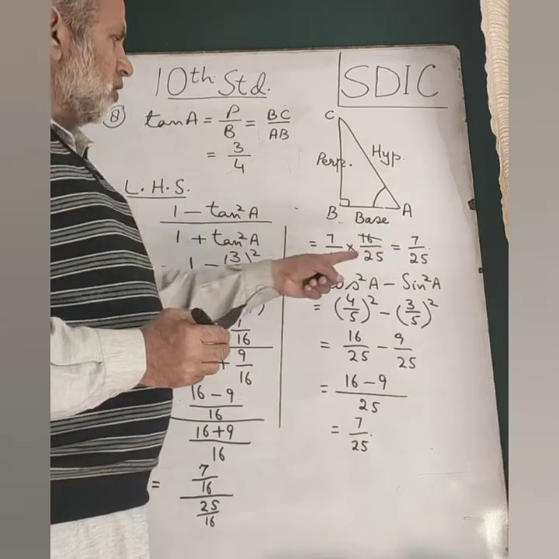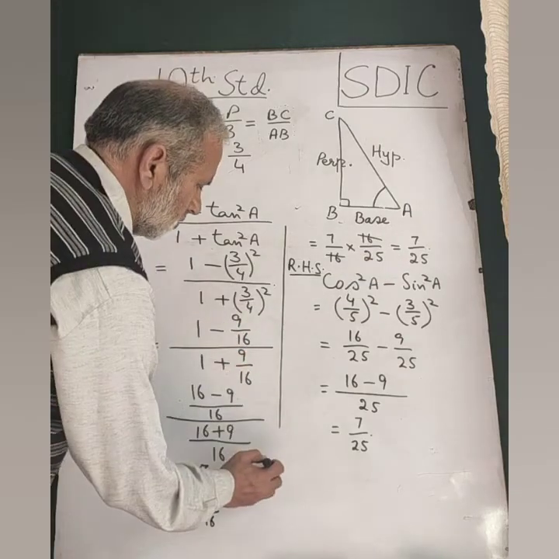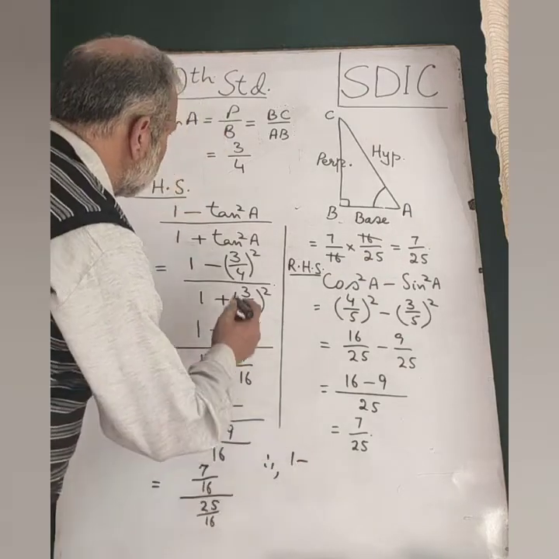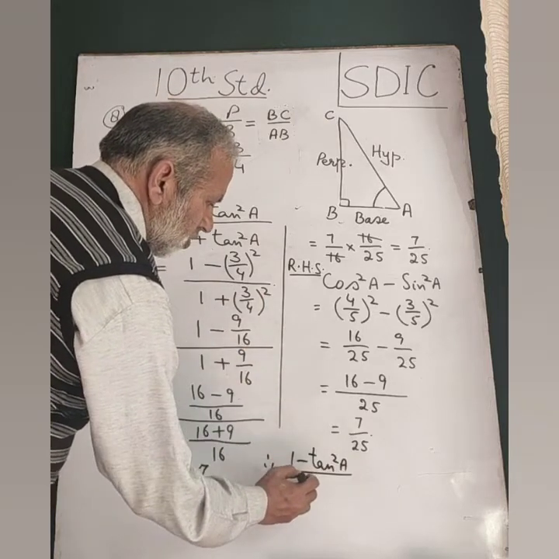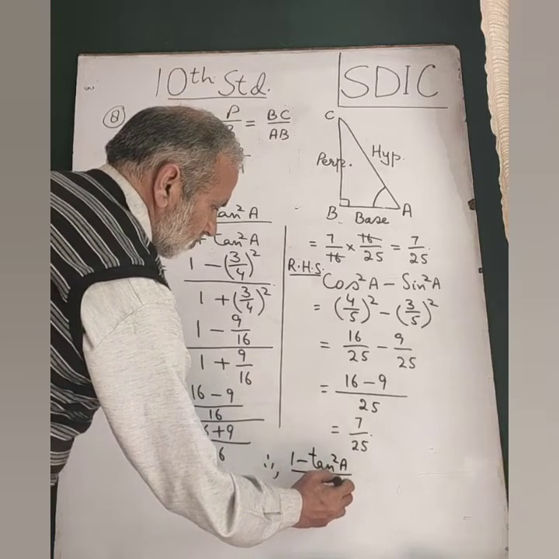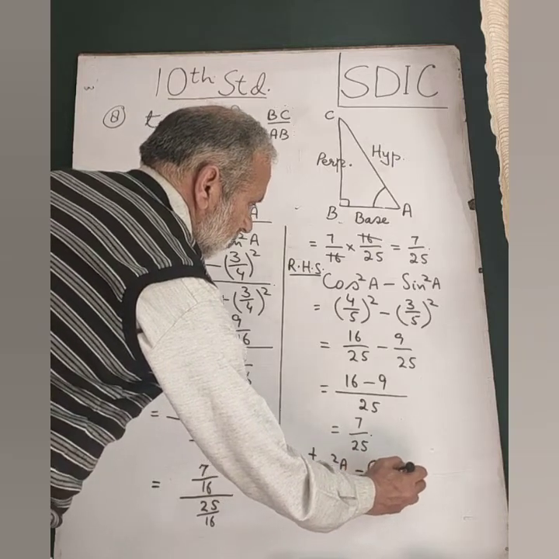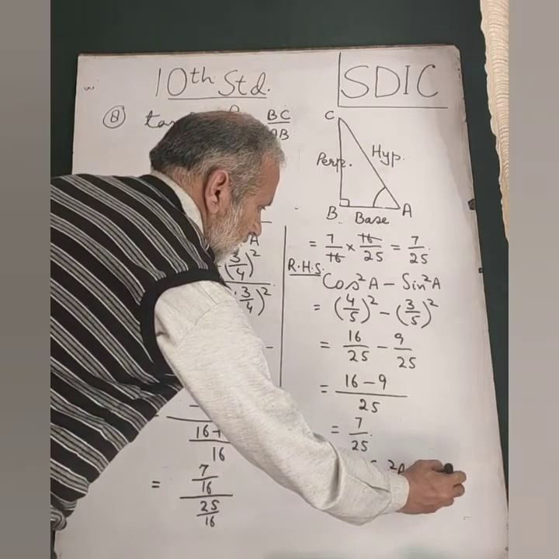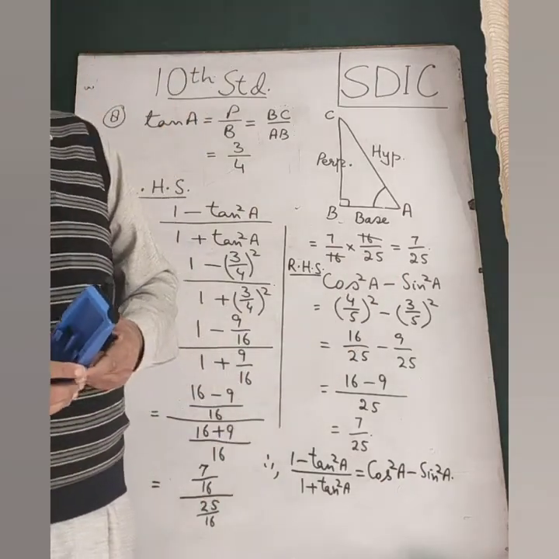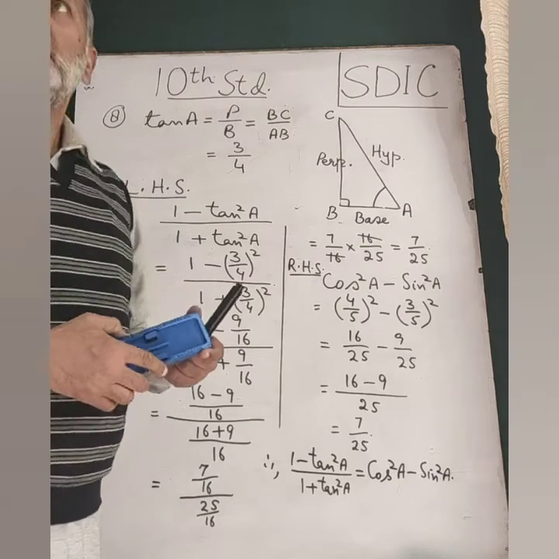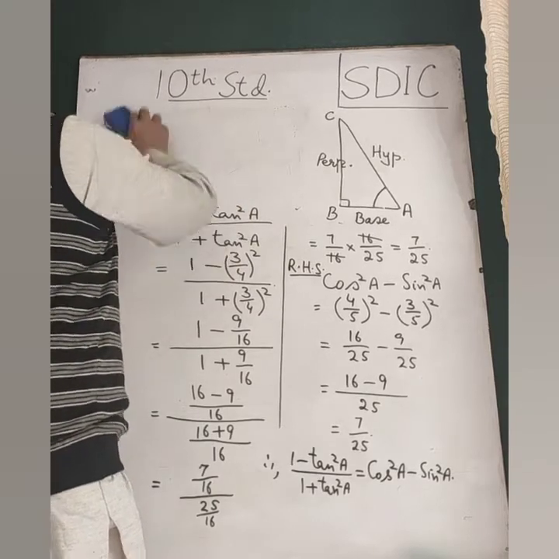LHS we got 7 by 25. Now RHS also we got 7 by 25. These are equal. So what will be the conclusion? Therefore, 1 minus tan square A whole divided by 1 plus tan square A is equal to cos square A minus sin square A. That completes the solution of this question. This was our question number 8. Now question number 9. That will be the last question for this day.